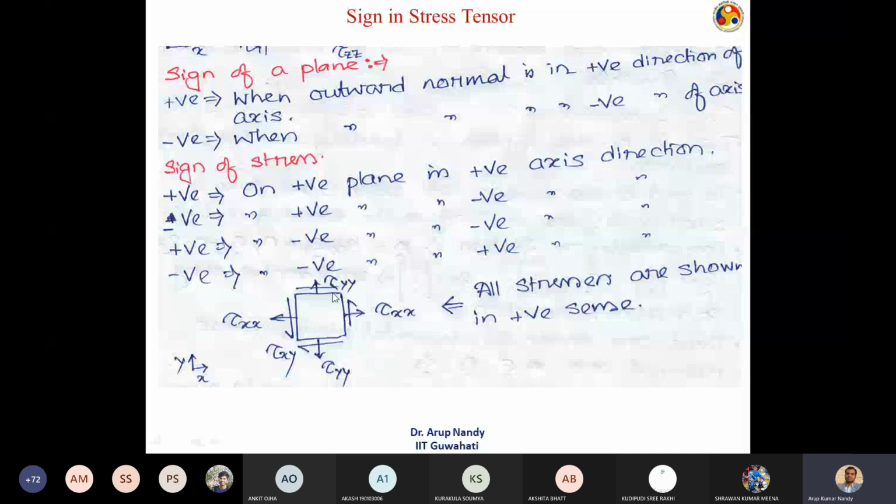So this is your positive y plane. So this is your positive tau yy, and in this direction you have positive tau xy. And as we know, tau yx equals tau xy. So in that sense, you should be convinced that in this picture, all the stresses are shown in positive sense. If you have doubt, please ask. So this is the sign convention.